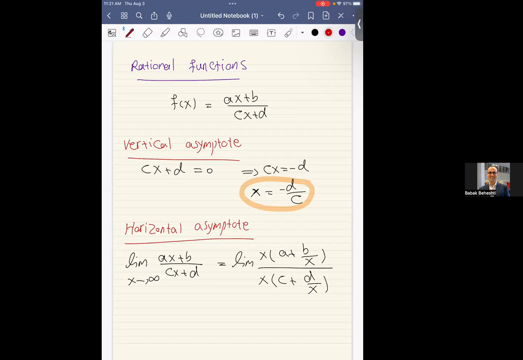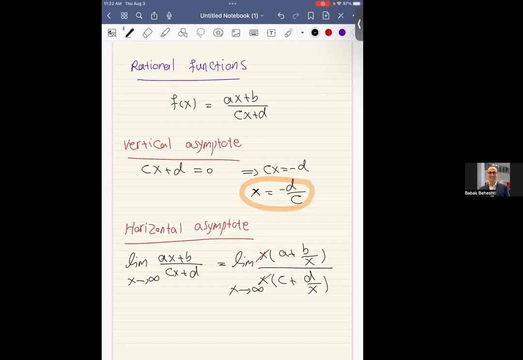Now you can cross out the x on the top with the x at the bottom. And note that when x goes to infinity, then b over x and d over x are 0, because a number divided by infinity is 0, right? Like 1 over infinity. Do you understand why it's 0?